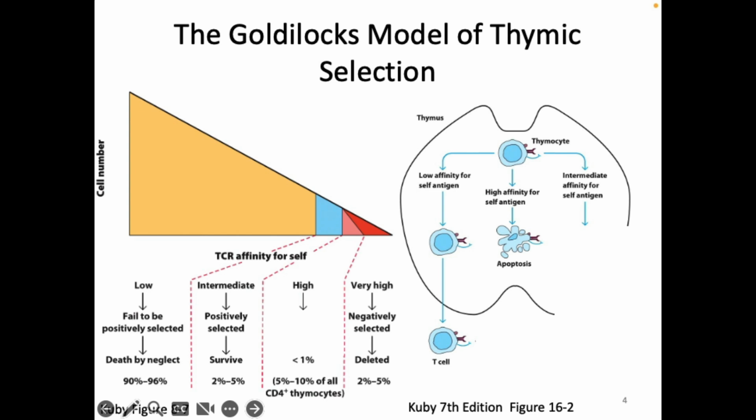because we want to get rid of those potentially harmful cells. And if the cell is getting not too high, not too low, but just right, like Goldilocks signal, then it's going to be positively selected. It's getting a little bit of signal, a little bit of a pat on the head, and will survive to eventually leave the thymus as a T cell.